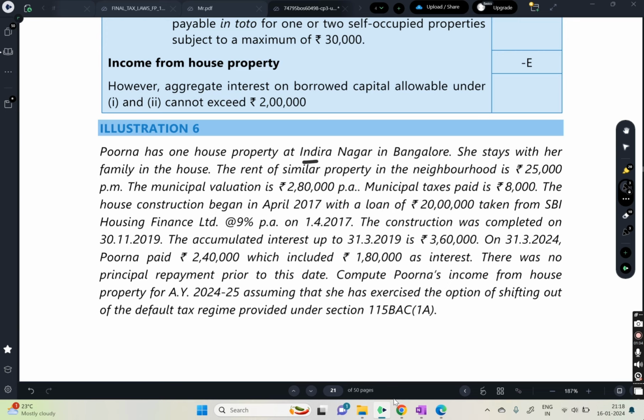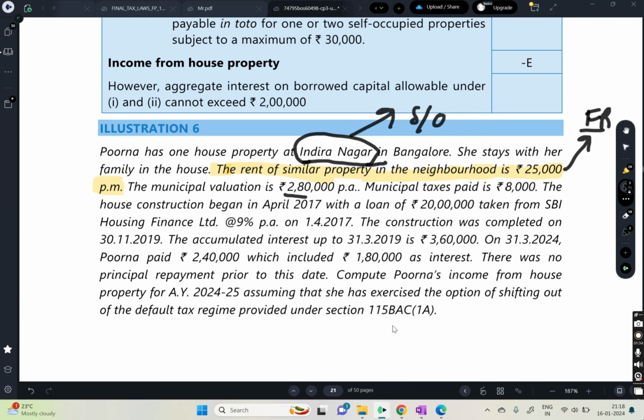Purna has one house property in Indiranagar in Bangalore. She stays with her family in the house. That means what? This Indiranagar house is self-occupied. Very good. The rent of the similar property in the neighborhood is 25,000 per annum. What do we call this? Rent of the similar property in the neighborhood is 25,000 per annum. This is called fair rent, can I say? Yes, sir. Fair rent. That's what we discussed, some definition, fair rent.